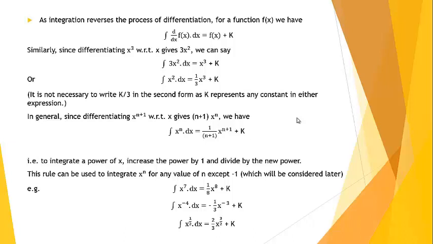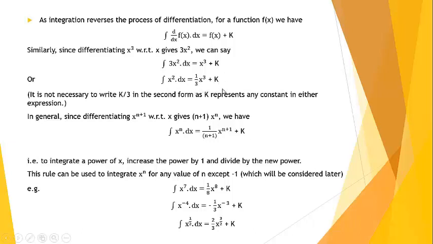Similarly, since differentiating x cubed with respect to x gives 3x squared, we can say that the integral of 3x squared with respect to x equals x cubed plus k. So we add 1 to the power and divide by the new power. We can also see the integral of x squared with respect to x as 1/3 of x cubed plus the arbitrary constant k. Here we have done the same process of adding 1 to the power and dividing by the new power. Adding 1 to the power would give us 3 and dividing by 3 would give us 1/3. So the answer is 1/3 x cubed plus k.